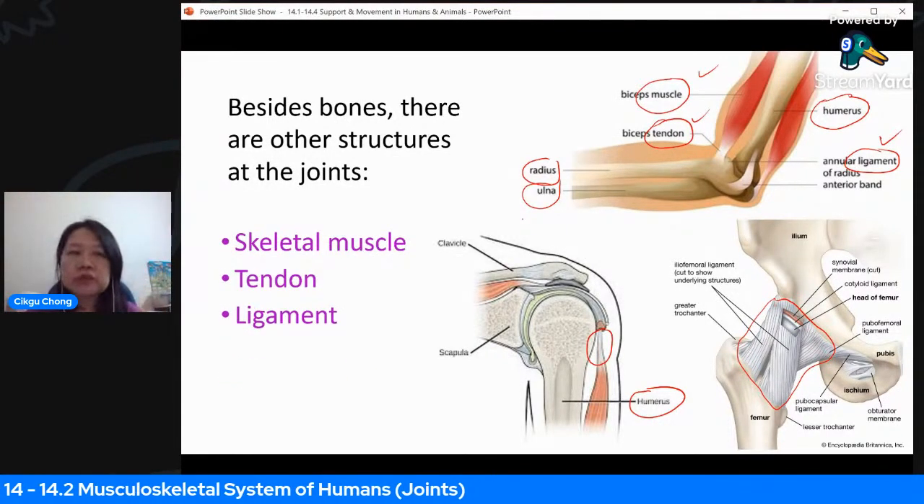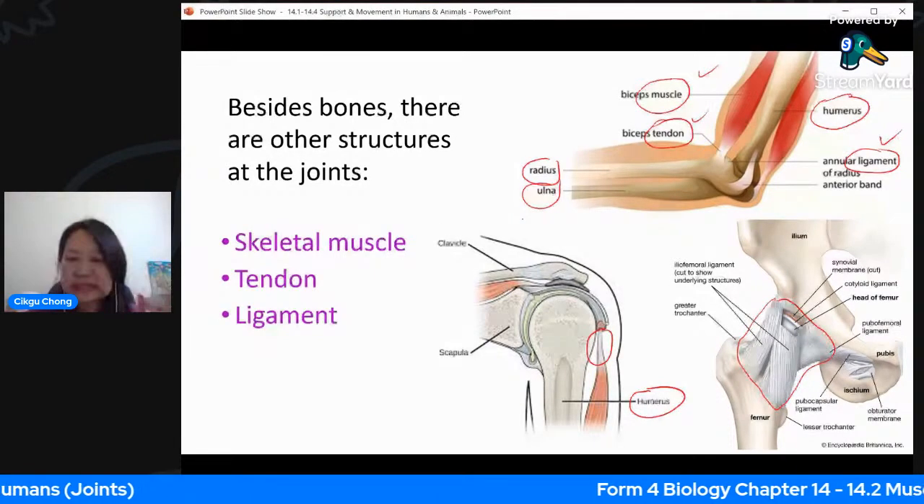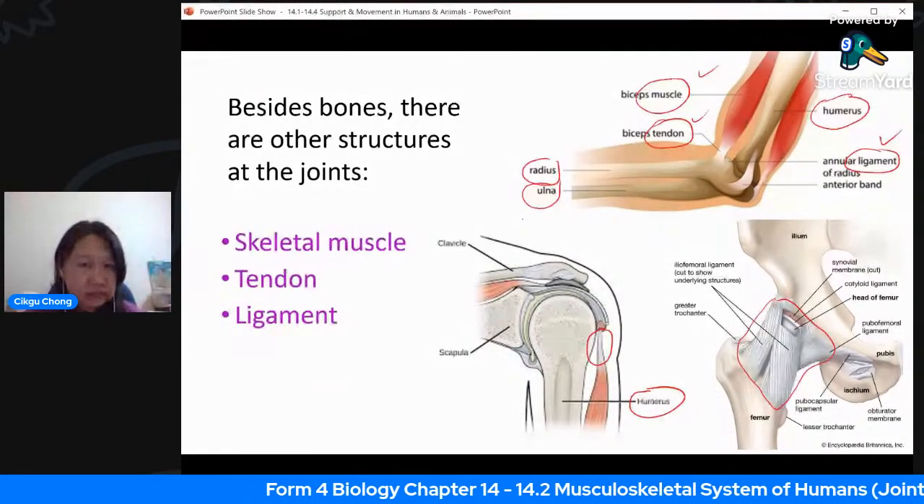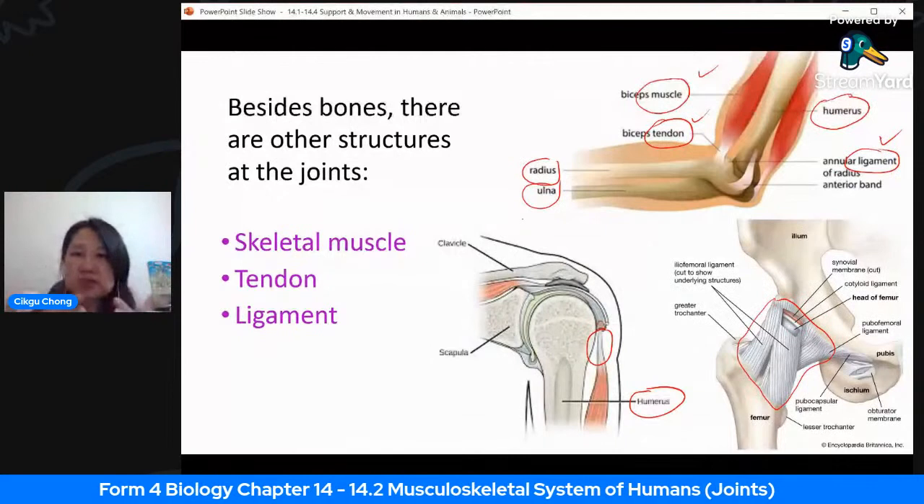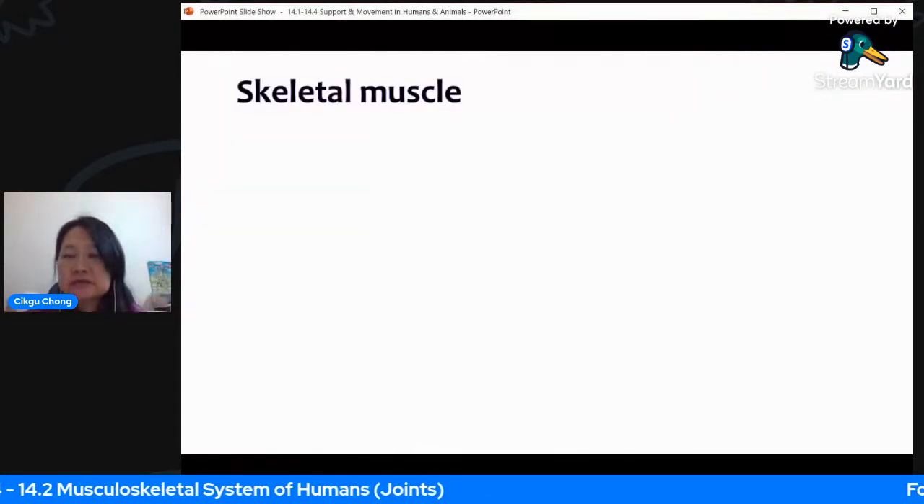So we're going to look at 3 more things. Muscle, what does the muscle do? What does the tendon do? And what is the function of ligament? So we've already seen the types of joints. Now we look at the supporting structures at the joints. So let's look at the skeletal muscle. What does a muscle do?